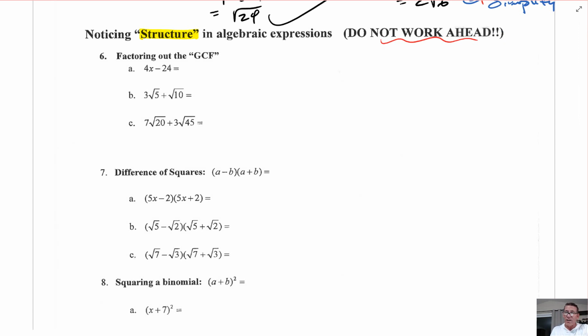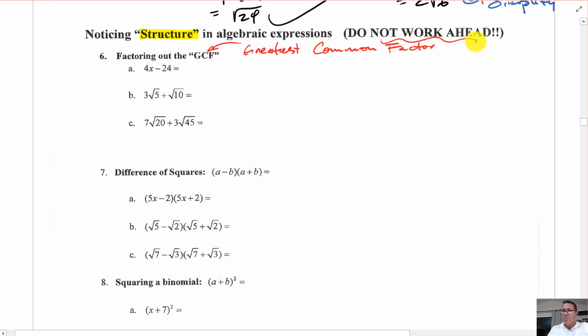So we got 4x, which is 4 times x, minus 24, and you got to factor out the GCF, something from grade school. It's called the greatest common factor. There are different ways to think about it, but one way to do it is you take 4x minus the factors of 24. Factors of 24 are obviously 1 times 24, 2 times 12, 3 times 8, 4 times 6, and 6 times 4, and the list goes on. So there's only 4 factor pairs. These are called factor pairs.